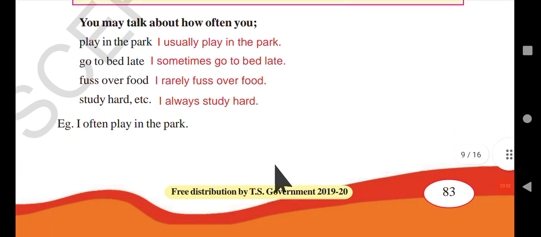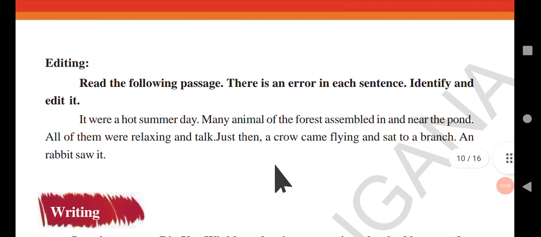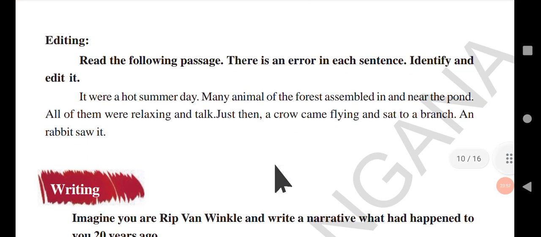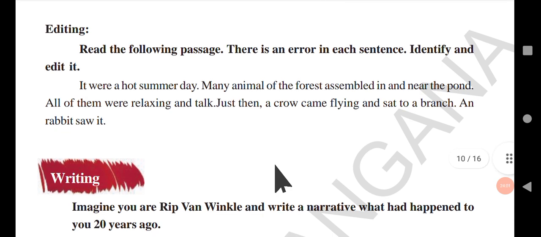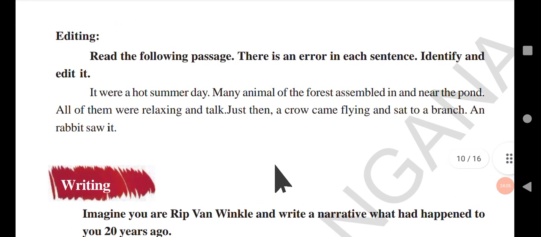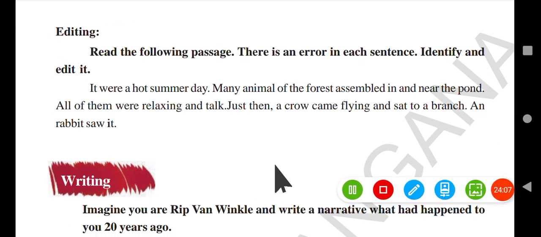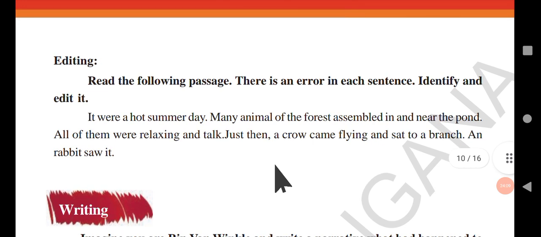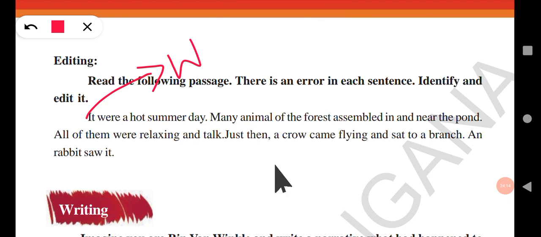Okay, next one, editing. Read the following passage. There is an error in each sentence. Identify and edit it. Let us find the error. Okay, it were a hot summer day. We are speaking about last summer. So it is followed by what? Can you use were along with it? No, we have to say it was a hot summer day.